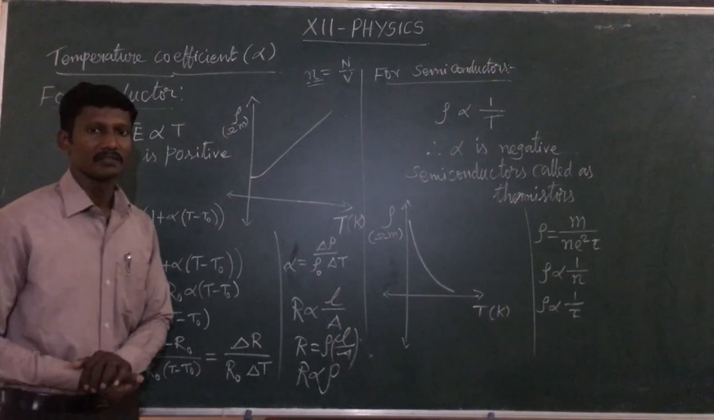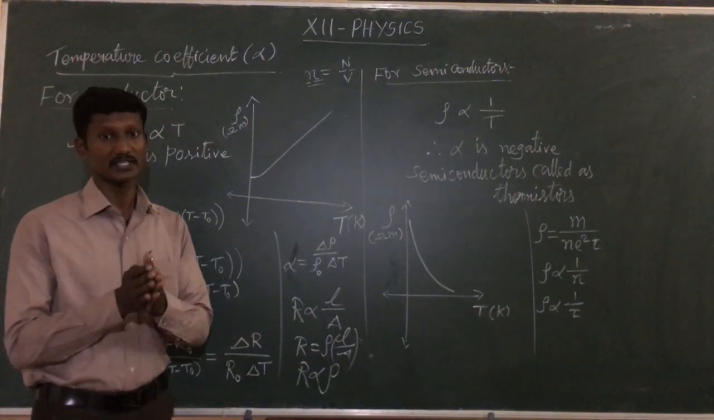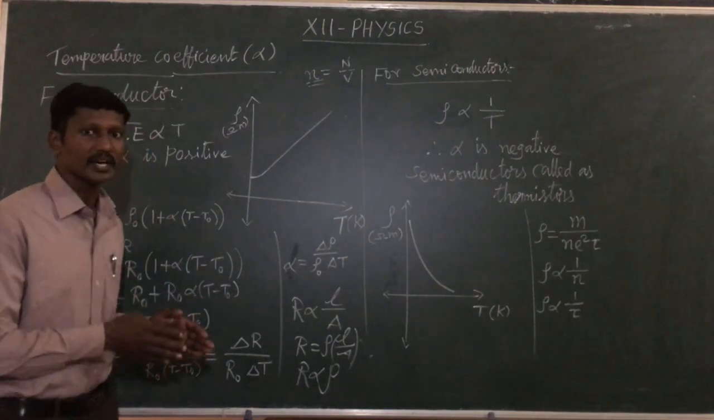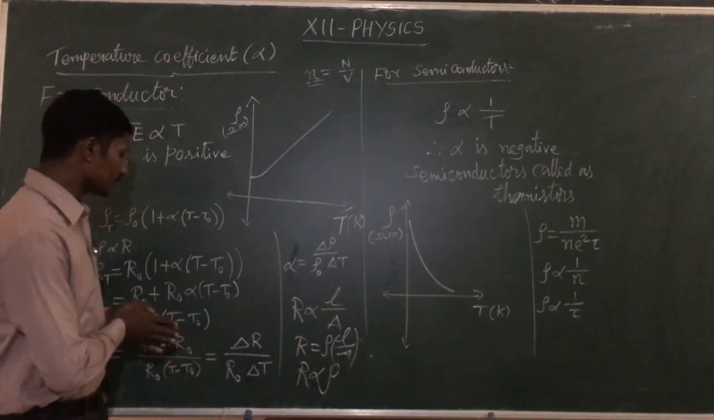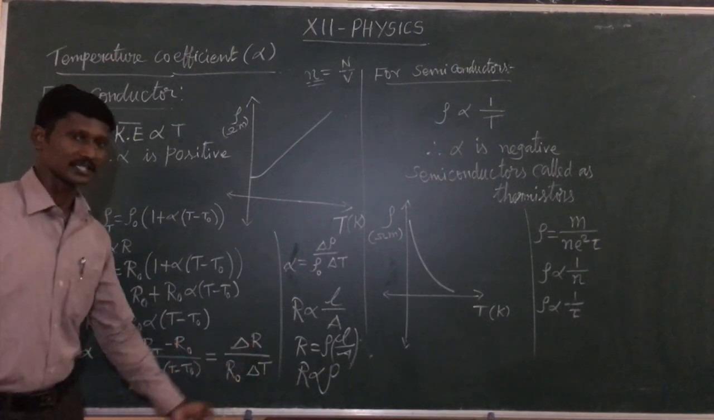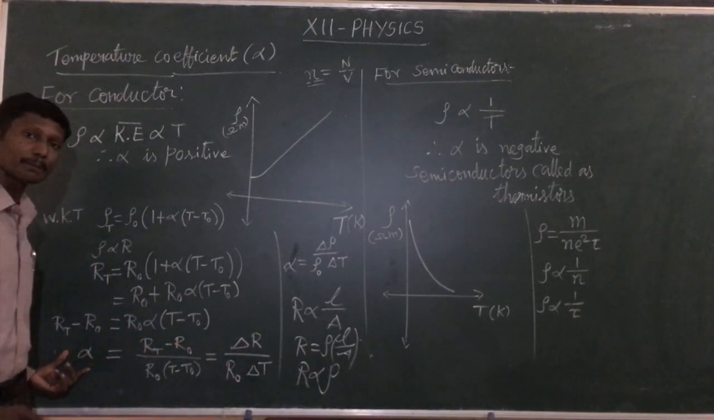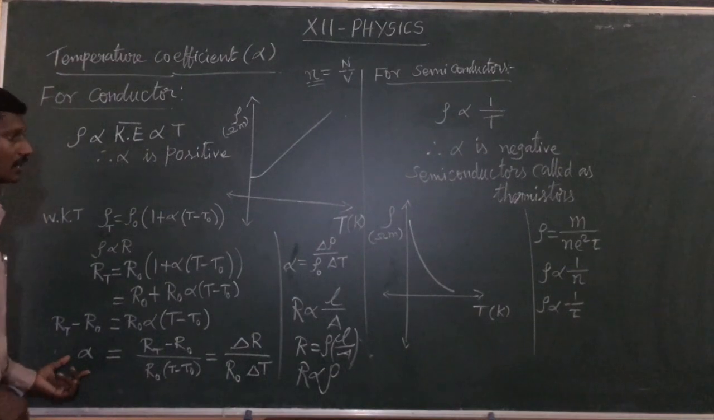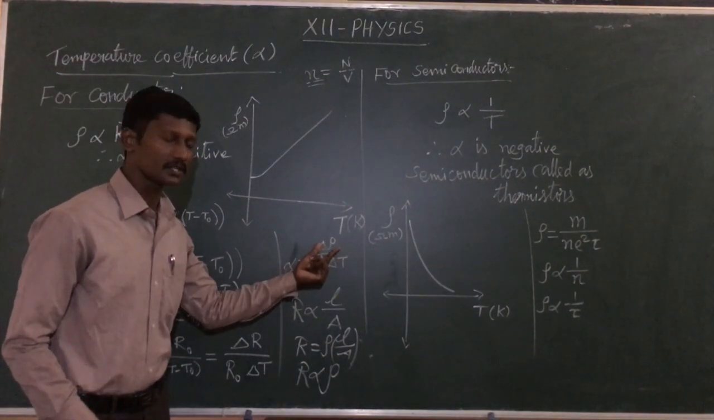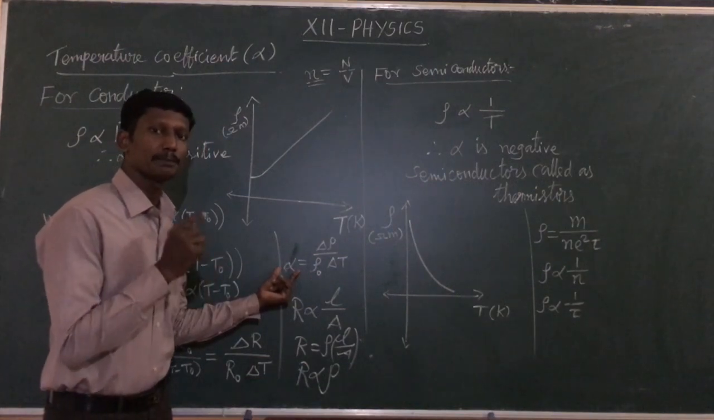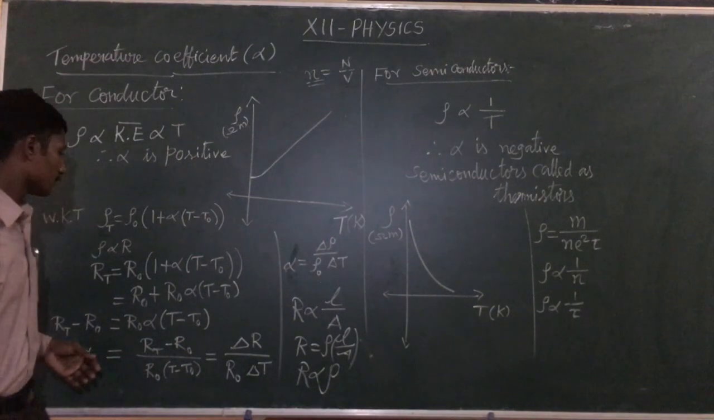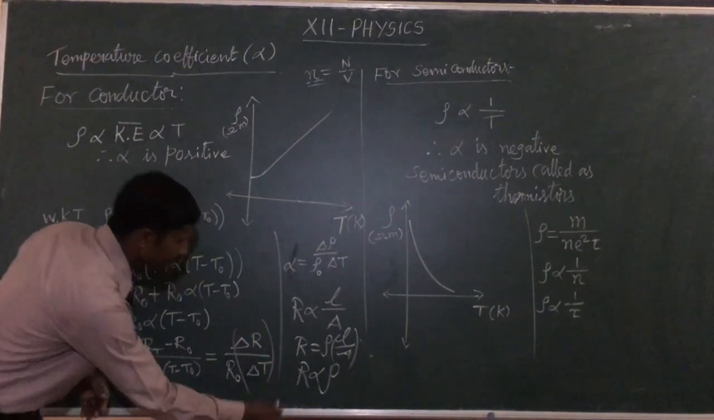In the last class we gave the definition for alpha in terms of resistivity, but now we give the definition for alpha, the temperature coefficient, in terms of resistance. So it is called the temperature coefficient of resistance. The earlier formula in terms of resistivity is known as the temperature coefficient of resistivity, but both are the same. This is del R by del T.